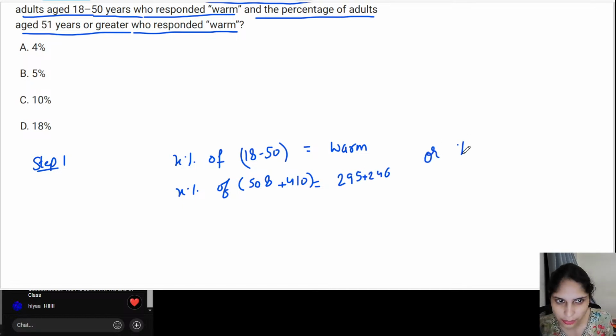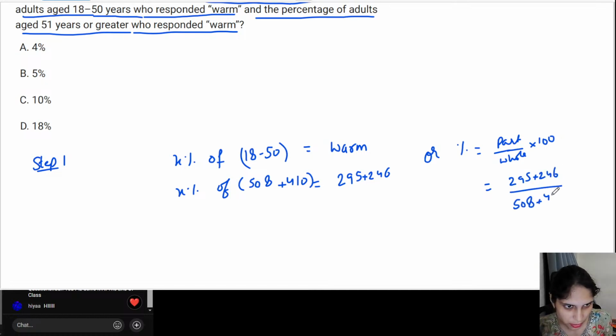Or, the formula for percentages is part over whole times 100. You can also use that formula. I don't mind that as well. Part is going to be 295 plus 246. Whole is going to be 508 plus 410, times 100. Whichever you are comfortable with. I will be using this because I can directly get my answer in just one step.